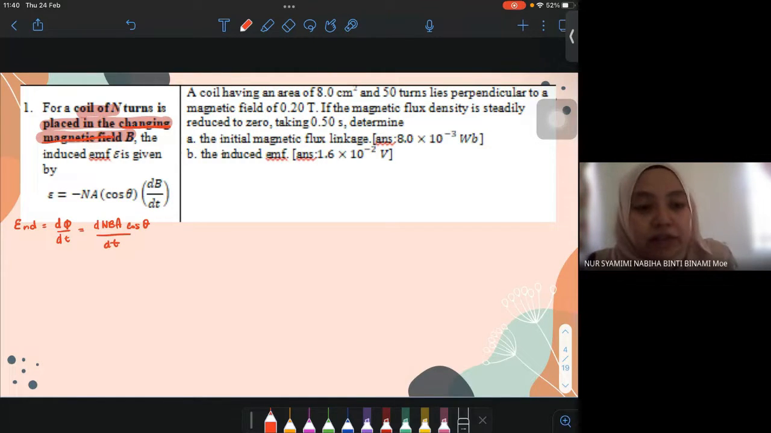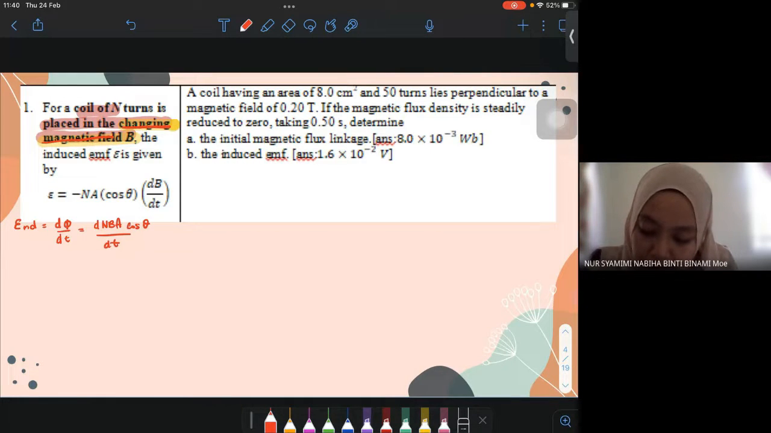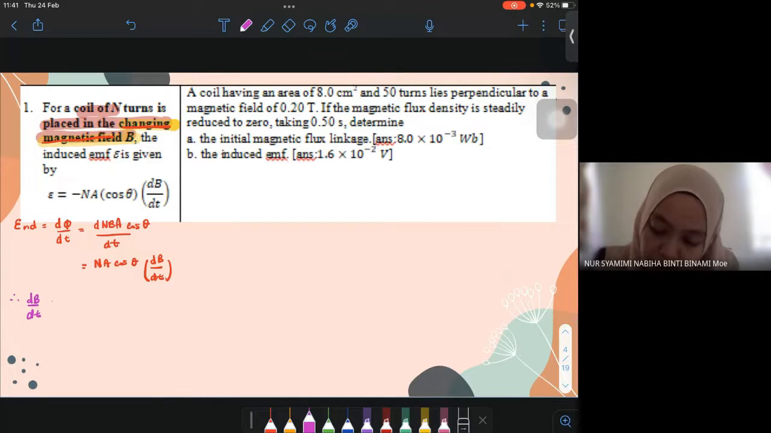Tetapi kita kena differentiate benda yang berubah sahaja. So dekat sini dia mention changing of magnetic field. So B yang berubah. So that's why kita hanya differentiate benda yang berubah, akan dapat NA cos theta dB over dt. Okay, and we know dB over dt is equals to B final minus B initial over time.